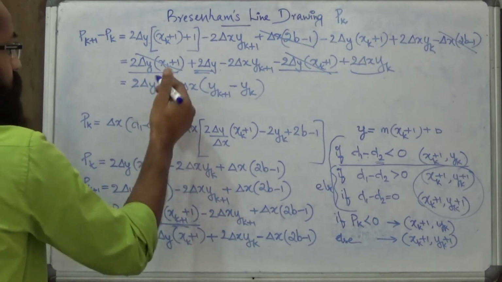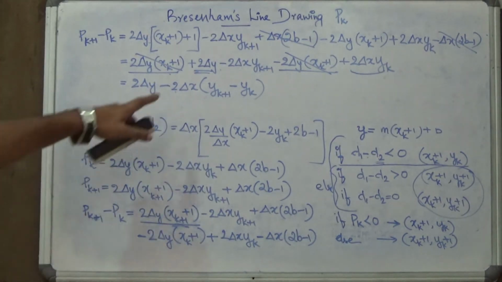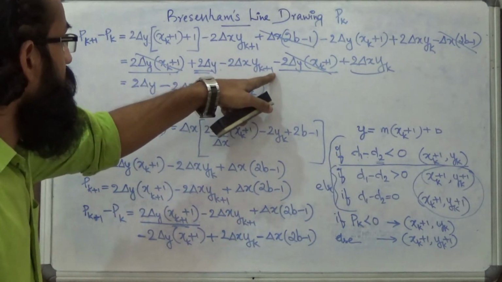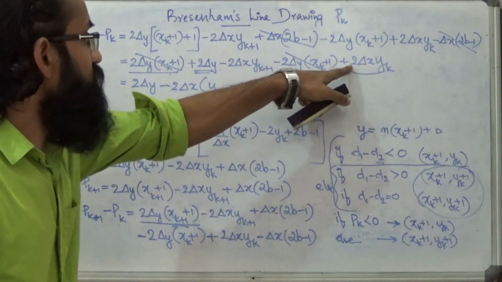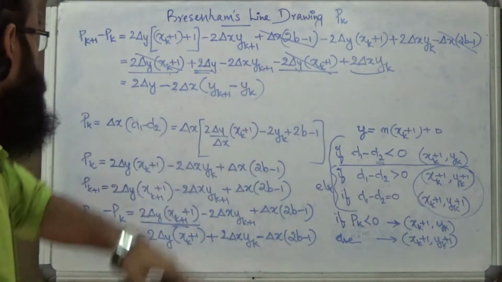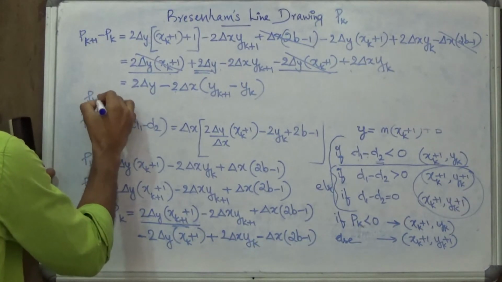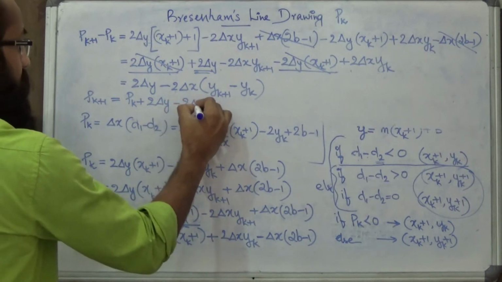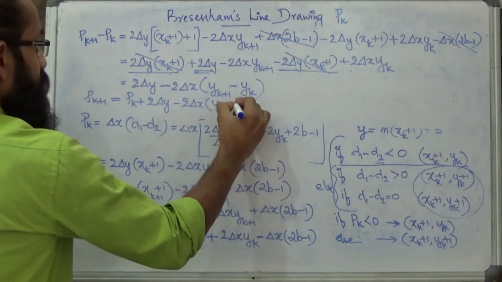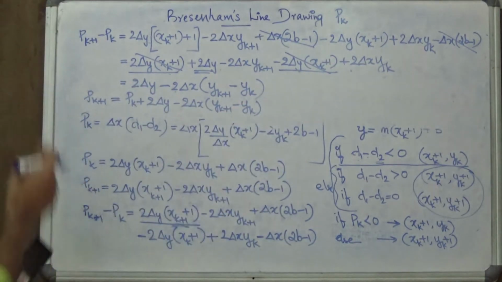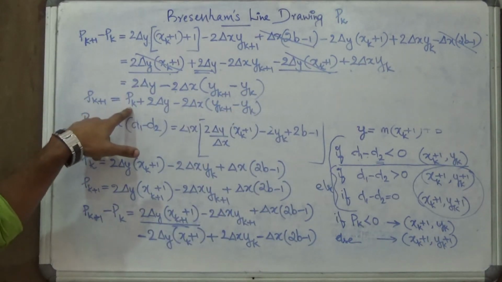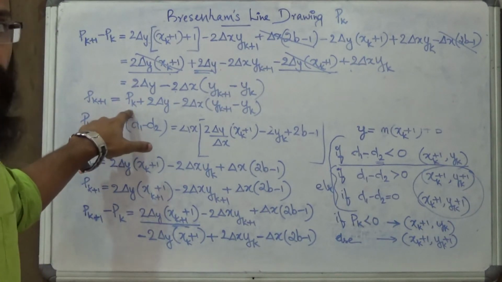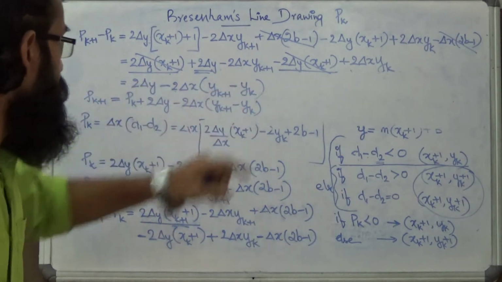Okay, it will be written like this. I am taking minus 2 delta x outside. So I will be getting yk plus 1, and minus yk. I can write pk plus 1. Pk plus 1 is equal to pk plus 2 delta y minus 2 delta x into yk plus 1 minus yk. So once you are having pk, the next decision parameter pk plus 1 can be incrementally computed from pk, that is pk plus this quantity.